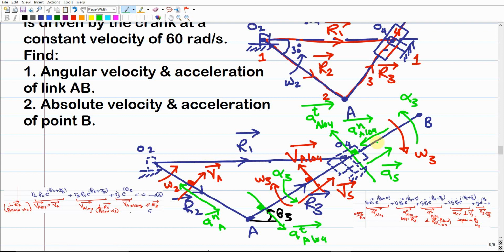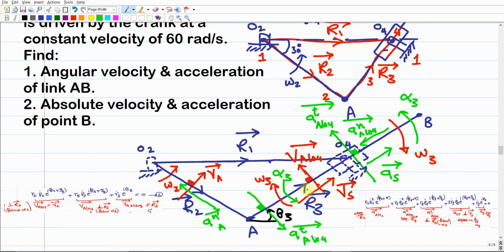So we still have only one term, which is the Coriolis acceleration, that should be perpendicular to the Vs, but in the same direction as omega 3. So this is the direction of omega 3. It goes in this direction. But what is the direction of the sliding velocity here? Are you going to consider the sliding velocity for the link or for the slider? It doesn't matter because both are opposite.